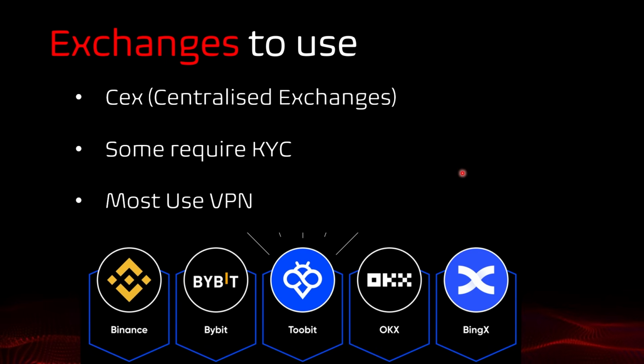Now, when it comes to exchanges to use, there are many different exchanges. There are two types. One of them is the CEXs, the centralized exchanges. Now, these usually require KYC. However, most people get around this by using a VPN. You can see exchanges like Binance, Bybit, Bitget, OKX, or MEXC, which is the exchange I use, are really great because they have deep liquidity and you can enter and exit trades with remarkable accuracy.